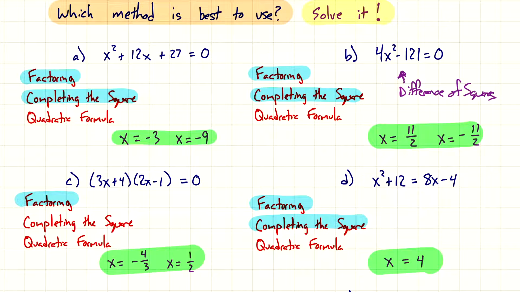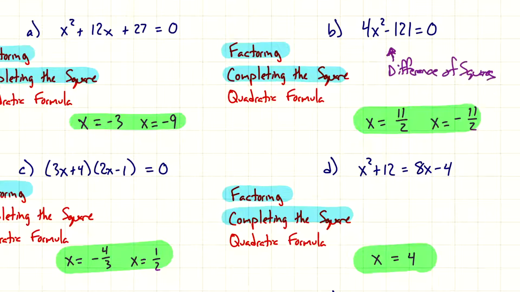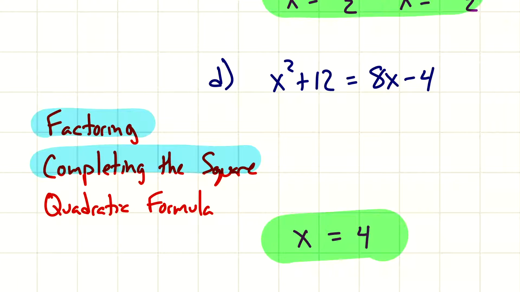For D, you'll notice it's not even in standard form. Probably the first thing I would do for D would be to rewrite this. So this would end up being x squared minus 8x plus 16 equals to 0. So you'd have to rewrite it in standard form first for you to make a decision on what method to use. So factoring could work here as well.